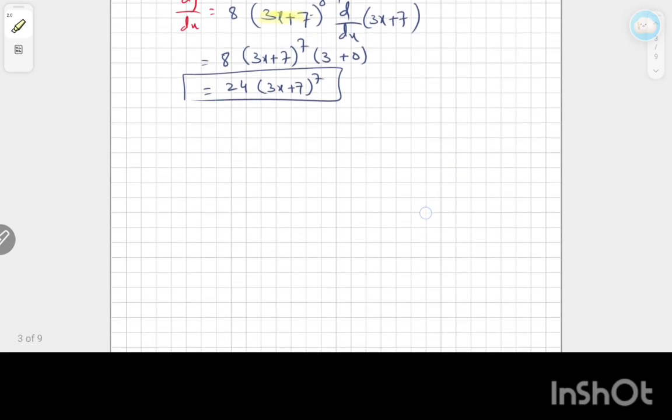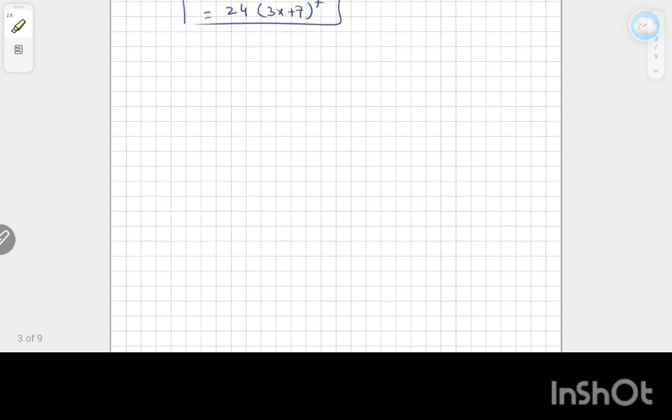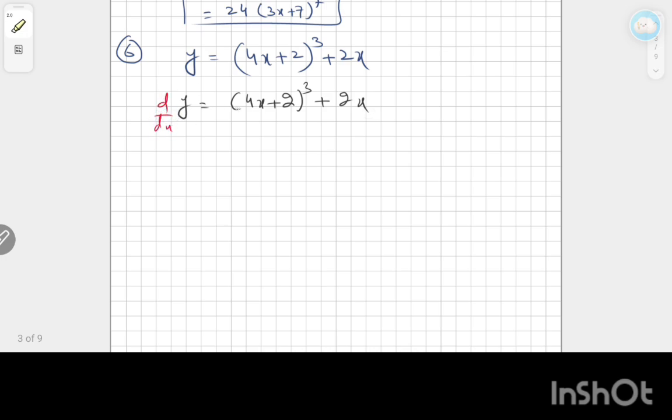Okay, now we will go toward our next concept. We have question number 6. The question is regarding y equals (4x plus 2) power 3 plus 2x. Okay, how do we solve this question? Here we will take the derivative on both sides. I have to write it: y equals (4x plus 2) power 3 plus 2x. Here we will take the derivative on both sides, d over dx with respect to x.